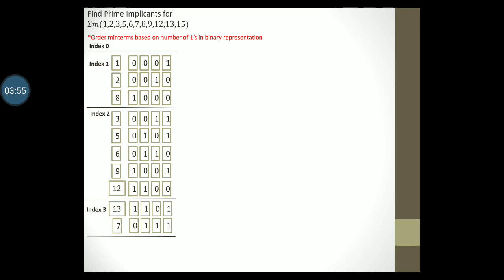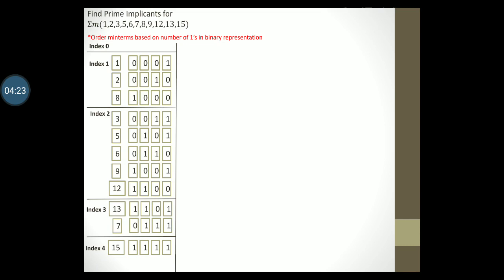Next, we start with index 4 and look for all those minterms with 4 ones in their binary representation. From the question, you can see that there is only one minterm which falls here, and that is 15, since it has 4 ones in its binary representation. You can continue this process for other indexes, but in our example, these are the only indexes available.